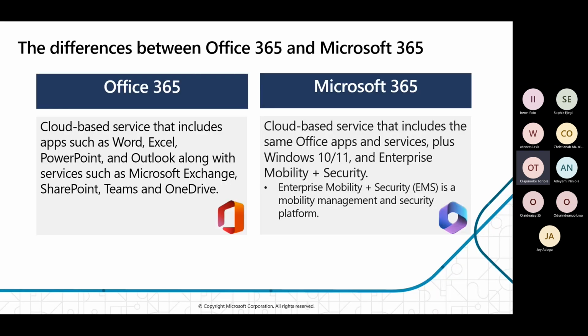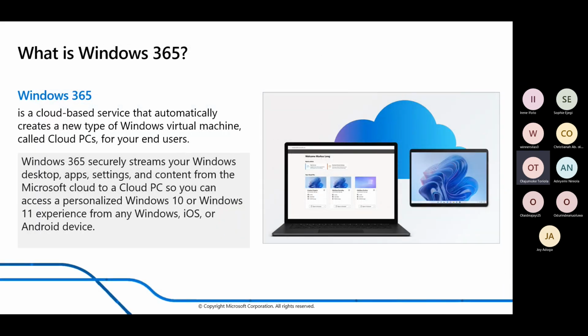Now, with that said, let's go back to our topic, what is Windows 365. Remember that I said that M365 combines what? It combines productivity, it combines intelligent devices, and then it combines what? It combines security. So part of those intelligent devices, Windows 10 or Windows 11, is what is referred to as Windows 365. Now, Windows 365 is also a cloud-based service that automatically creates a new type of Windows virtual machine called Cloud PC.